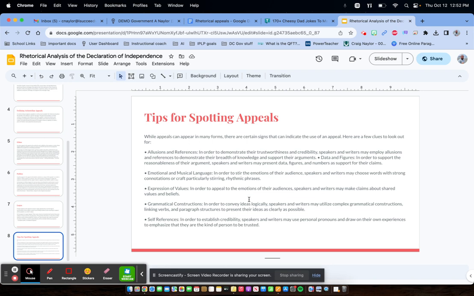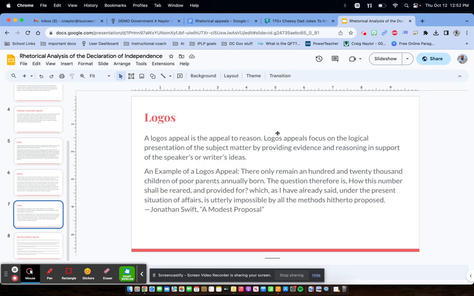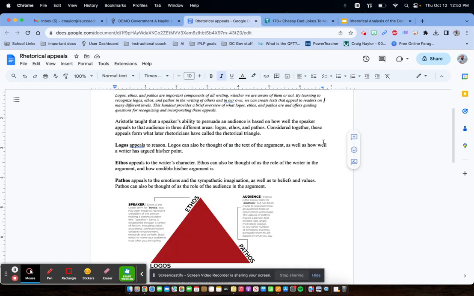Okay, and these are some tips for spotting those appeals, and they're also on this sheet. I'm going to show you the sheet now. Aristotle taught that a speaker's ability to persuade an audience is based on how well the speaker appeals to that audience in three different areas: logos, ethos, and pathos. And considered together, these appeals form what later rhetoricians have called the rhetorical triangle.